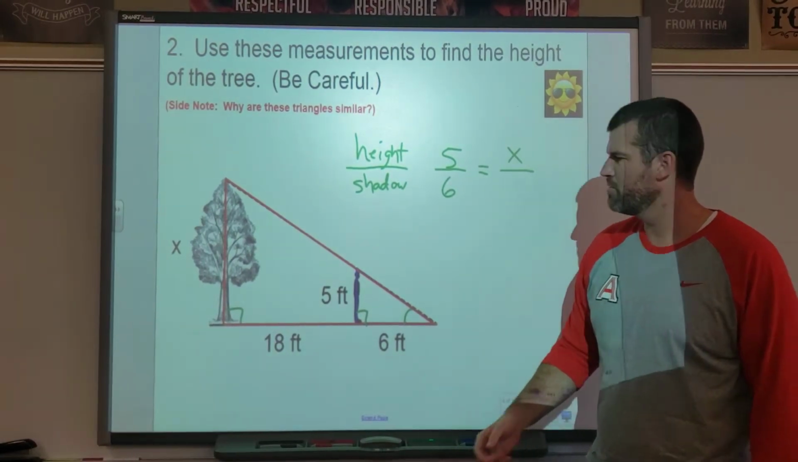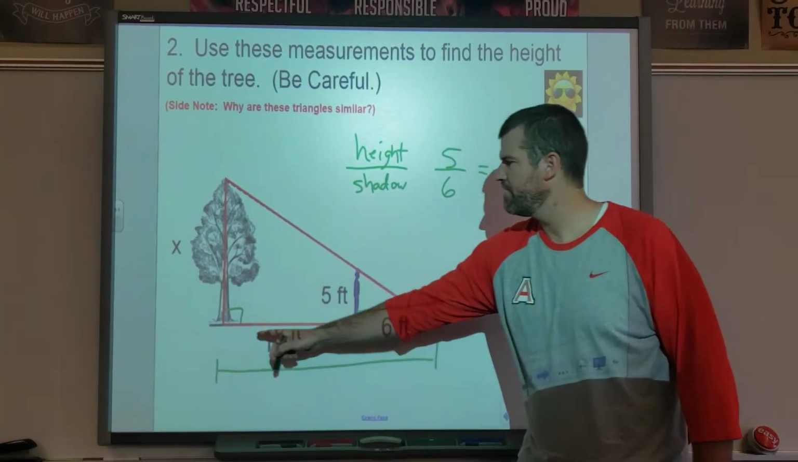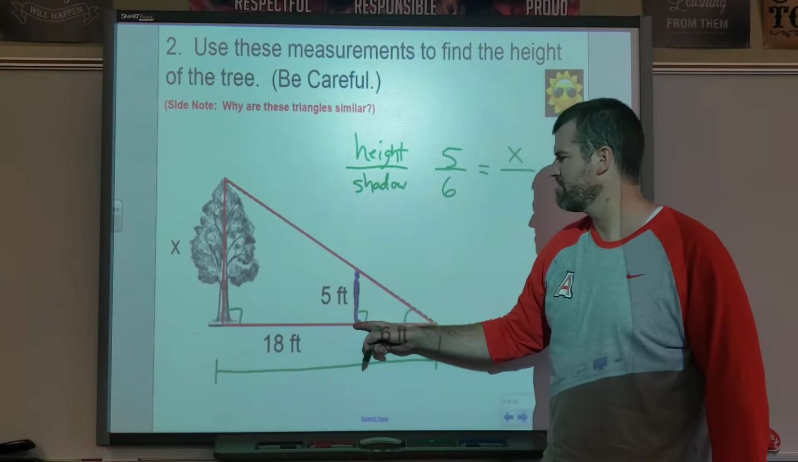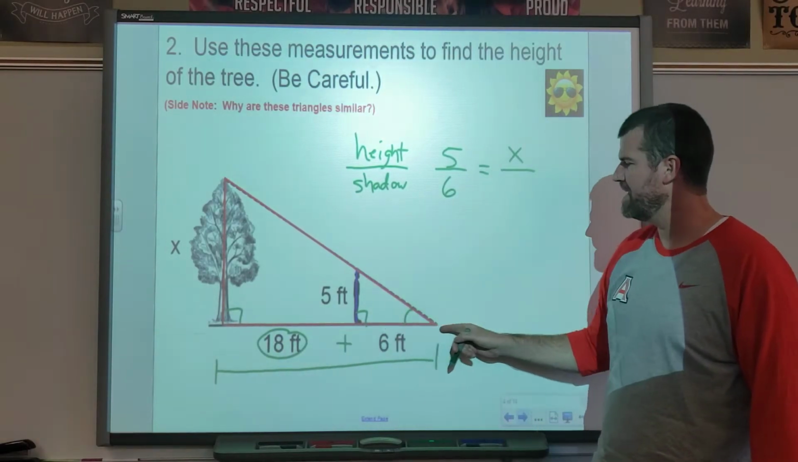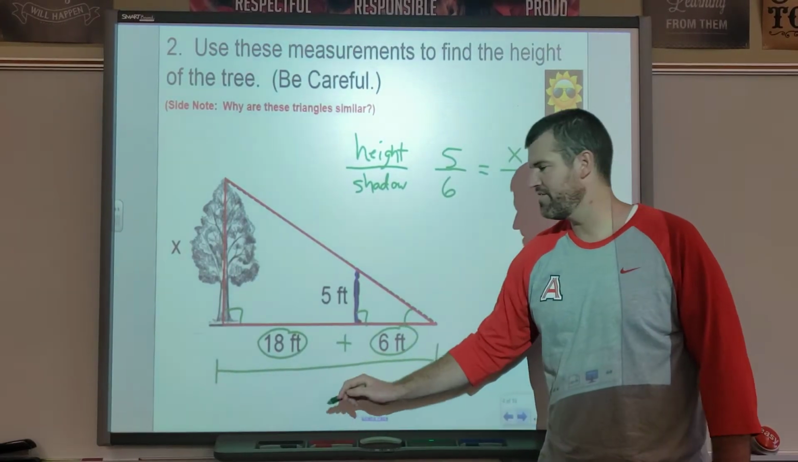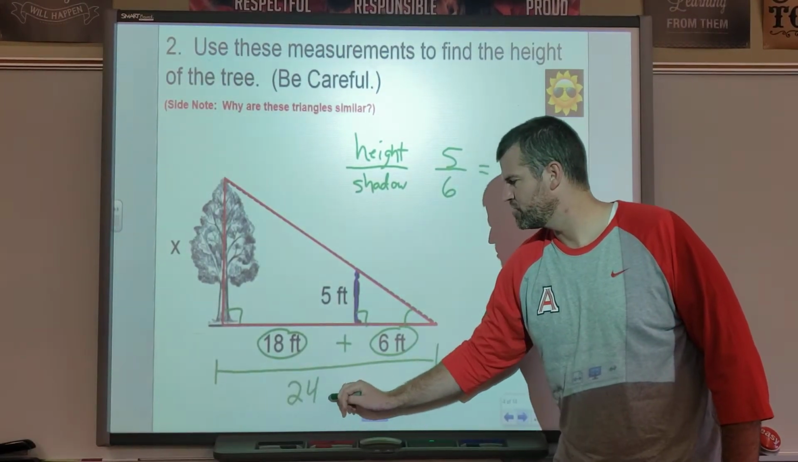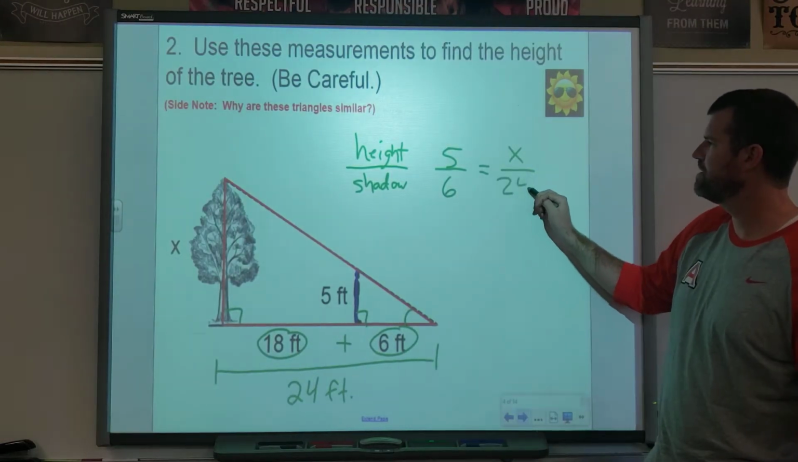That's right, on this one we don't know the whole length, but we do know that from the tree to the person it was 18 feet. And then from the person to the end of the shadow, it was another 6 feet. So altogether, the shadow of the tree was 24 feet long. So I'm going to put 24.